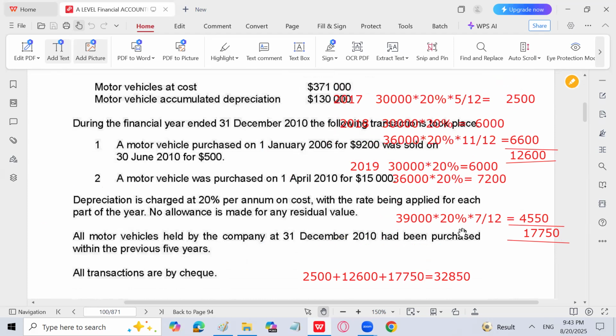And remember this, nowadays, whenever there is a full-fledged question of depreciation in the paper, it always has a part of part exchange. It always comes with part exchange. So I'm expecting this in October, November also, that maybe you will find a question of depreciation with part exchange. So any problem, you can ask me. Otherwise, thank you very much.